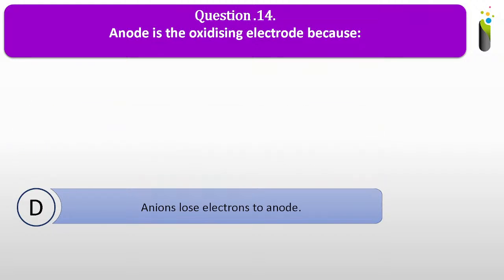And the correct answer for this question will be D. Anions lose electrons to anode. Coming to the next, question number 15.